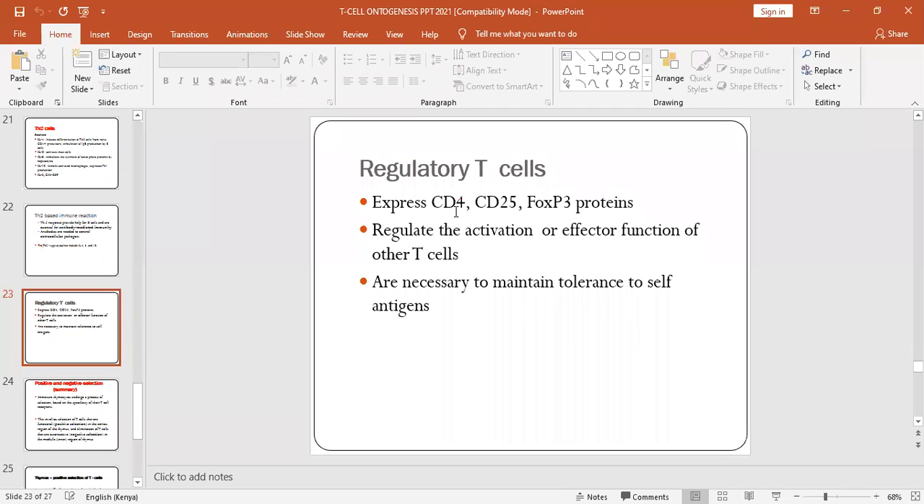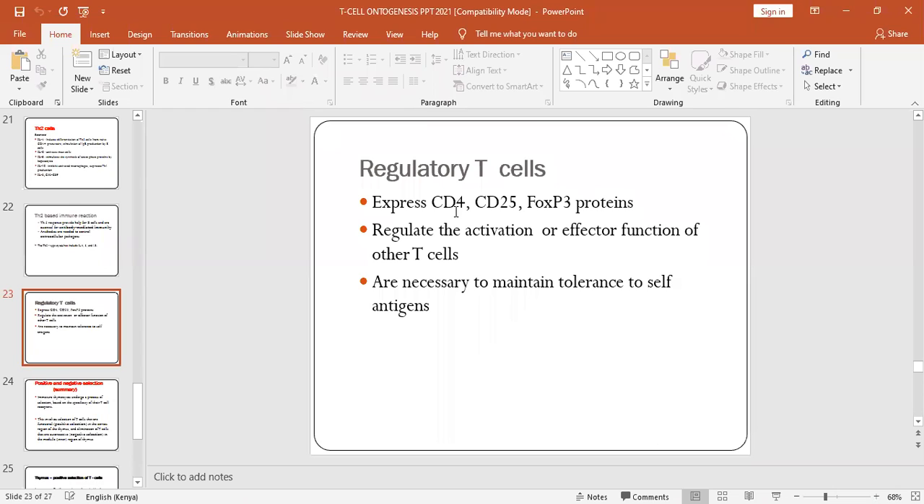Regulatory T cells, I've mentioned, express the CD4, the CD25, and the FOXP3 proteins. And these are the biomarkers. If you want to do an experiment with the regulatory T cells, you look for monoclonal antibodies labeled CD4 positive, CD25 positive, and that way you identify your population of regulatory cells from other populations, because these monoclonal antibodies are used to differentiate different populations of T cells.